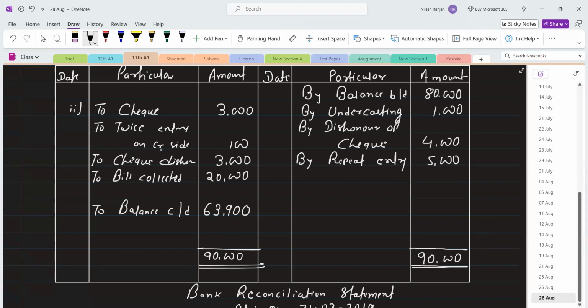Now, in all of these, the first one is here. Twice entry on credit side, you have to write it here. Balance BD obviously here by undercasting, by dishonor of check, by repeat entry and bill collected. Now this entry, yes, is the check dishonor.